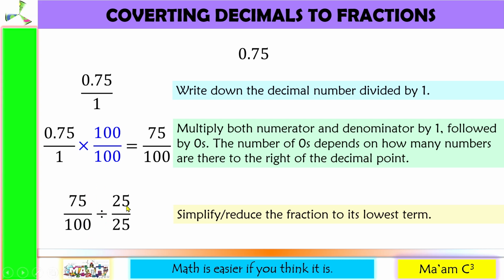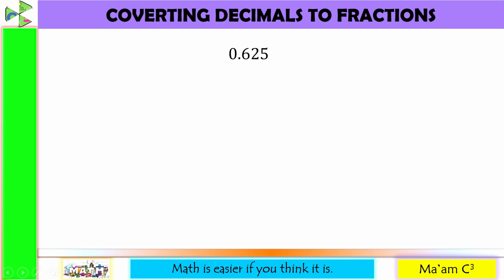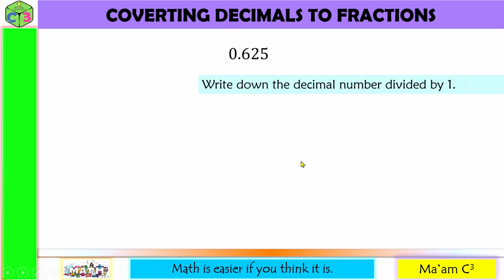75 divided by 25 is equal to 3. 100 divided by 25 is equal to 4. So 0.75 is equal to 3 over 4. Let's have another one, 0.625. Again, step 1, write down the decimal number divided by 1.